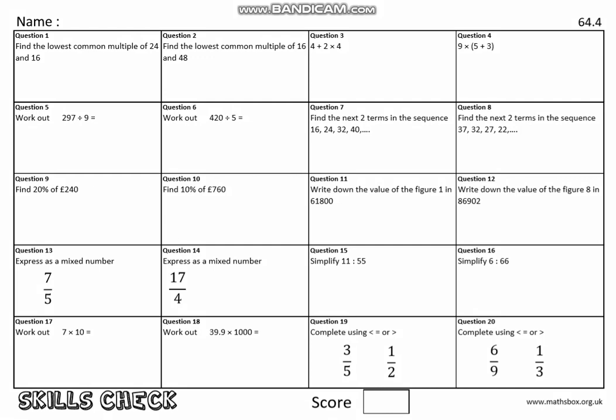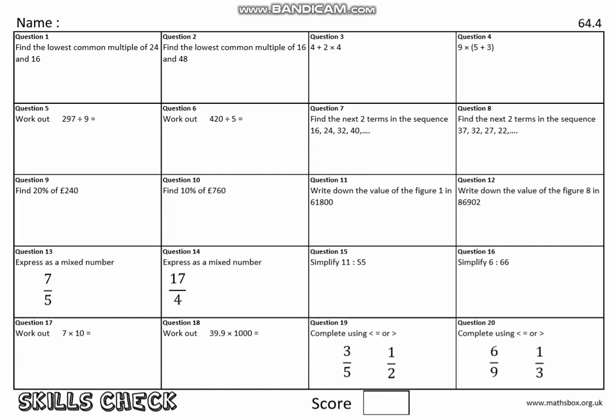Okay, so first of all, it says find the lowest common multiple of 24 and 16. So that just means it's the lowest number that goes into both times tables, okay? So we'll start with 24. We can just do that as a times table, so it goes 24, and then it would go 48. We don't actually need to go any higher than that. So if we did the 16 times table, we'd go 16, we'd go 32, then we'd go 48. Okay, so now we know that the lowest common multiple of those two numbers is indeed 48. So we can write that as our answer there.